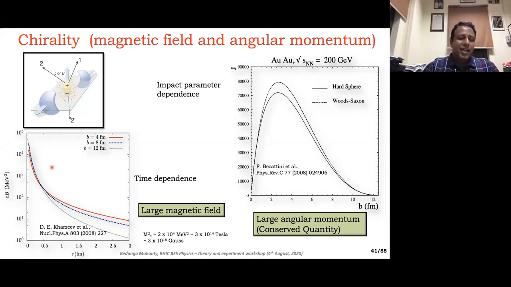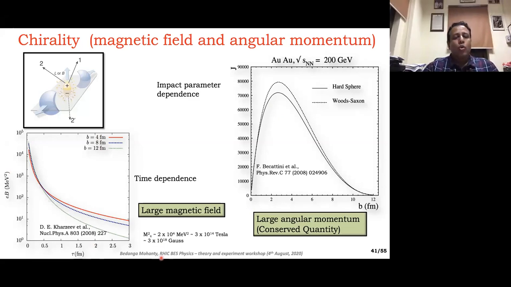The magnetic field here is plotted from this model calculation for various impact parameter of gold-gold collisions at 200 GeV in units of MeV square as a function of the time. It does rapidly die down with time, but the initial values as large as of the order of 10 to the power 18 Gauss.